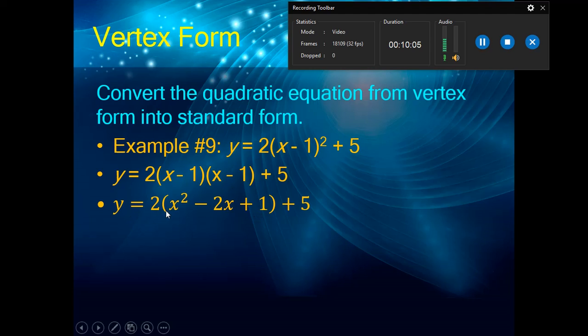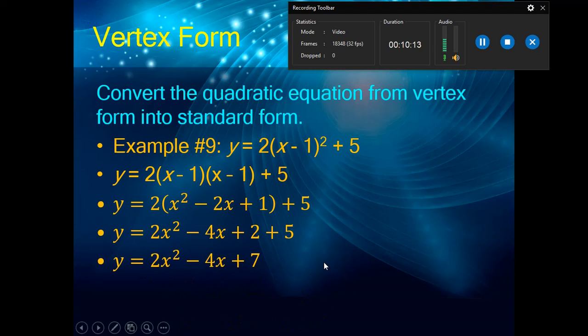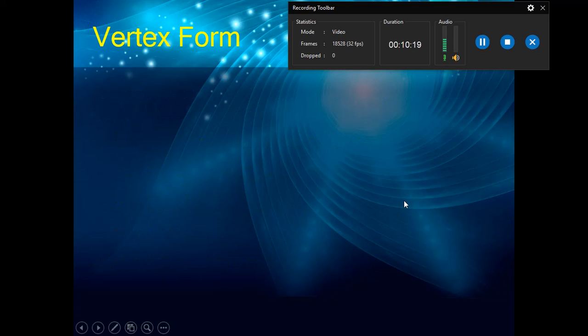Now I'm going to distribute my 2. And then ultimately, I'm going to add the 2 and the 5 together. And now I have a quadratic equation in standard form. Let's do one more in example 10.